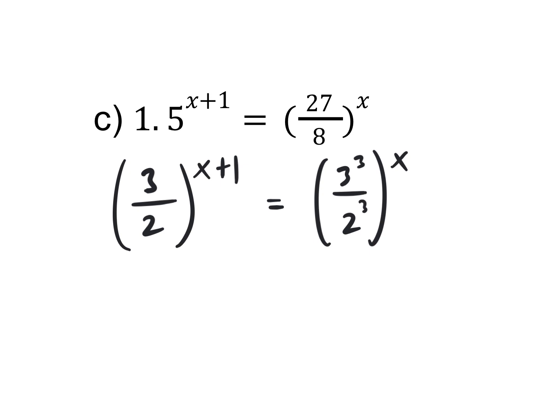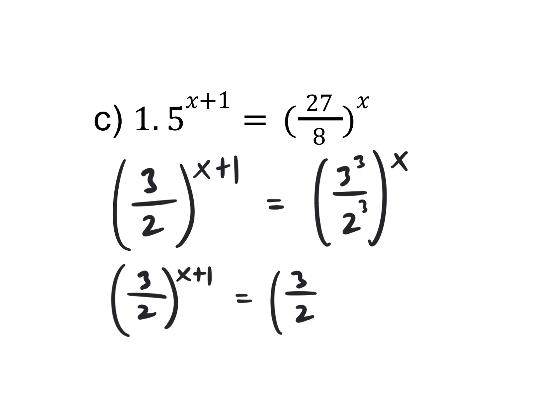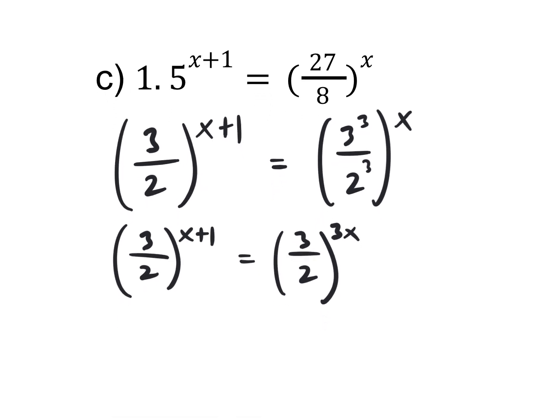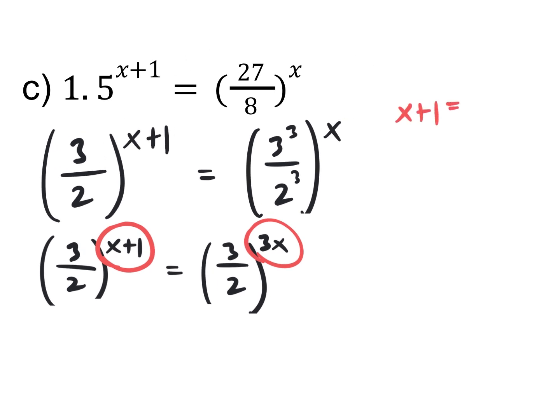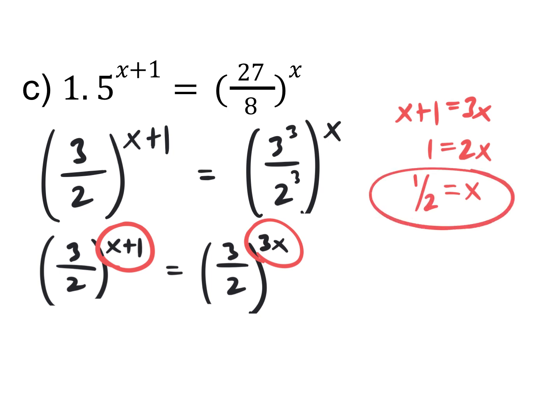So they're almost quite the same. I got to take that 3 out on the right-hand side. So I've got 3 over 2 raised to the x plus 1 is equal to 3 over 2 to the what power? 3x, right? And now I've got the same base, so I just set my exponents equal to each other. Quick little algebra here. x plus 1 equals 3x. So 1 equals 2x, which means x equals 1/2. Okay? So get your bases to be the same, and then set your exponents equal to each other. Okay?